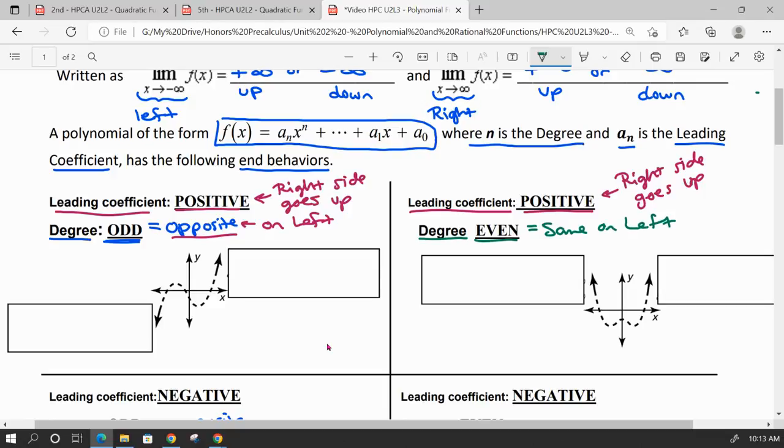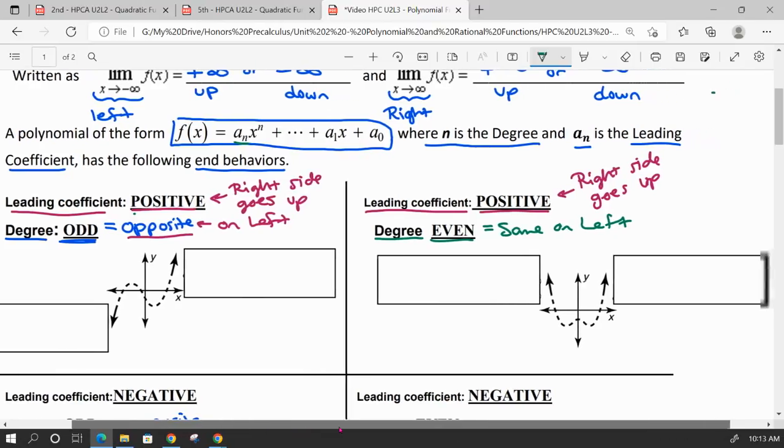So when thinking of your end behaviors, look first at the leading coefficient. This is my way of thinking, adopted or not, but I always look at the leading coefficient first. If that leading coefficient is positive, then I know the right side is going up. Then I look at the degree to tell me if the left side is doing the opposite or if the left side is doing the same. That's kind of my method of thinking through the process.